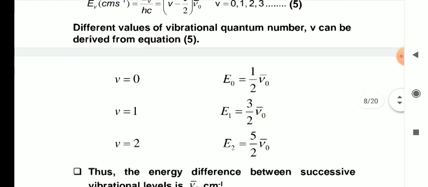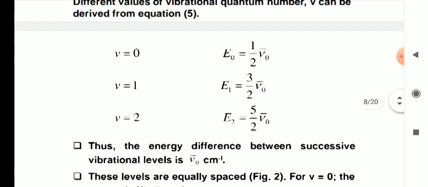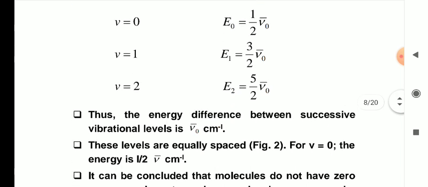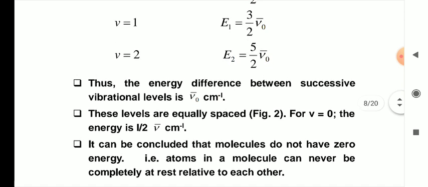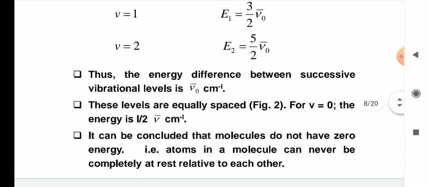When v is equal to 0, the energy corresponds to the lowest energy, also called the zero point energy, ZPE. That is given by E naught equal to 1 by 2 nu bar. And for v equal to 1, E1 is equal to 3 by 2 nu bar, and so on. So the energy difference between successive vibrational levels is nu bar only, that is nu divided by hc, in centimeter raised to minus 1. These levels are equally spaced, as shown in the figure.